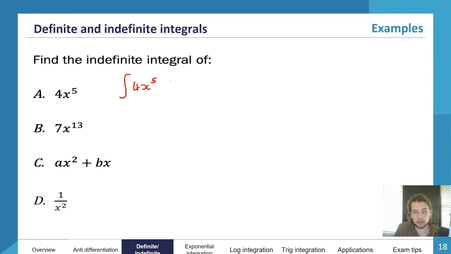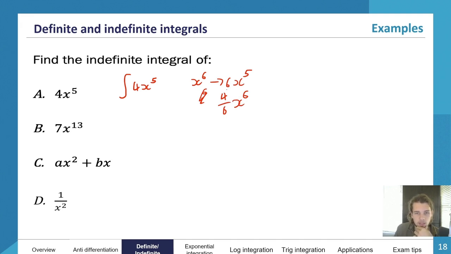Now, my instinct, again, is not to use that formula. It's just to think, okay, it must have been x to the power of 6, which means if you derive x to the power of 6, it would become 6x to the power of 5. So then it must be 4 over 6 x to the power of 6.